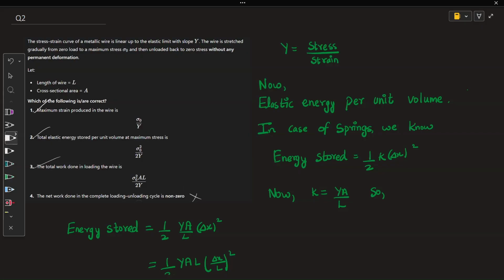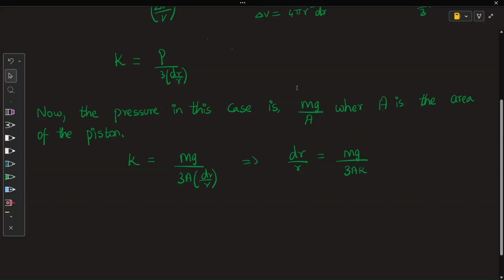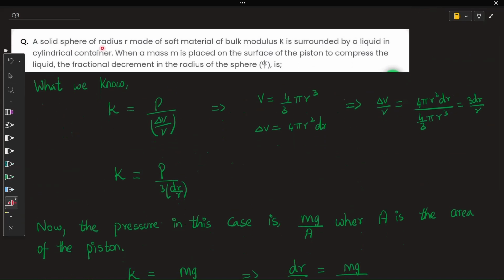Let's go to question number 3. So if you see here, a solid sphere of radius r made of soft material of bulk modulus k is surrounded by a liquid in a cylindrical container. When a mass m is placed on the surface of the piston to compress the liquid, the fractional decrement in the radius of the sphere, that is dr by r, is. Actually, they missed a particular detail.